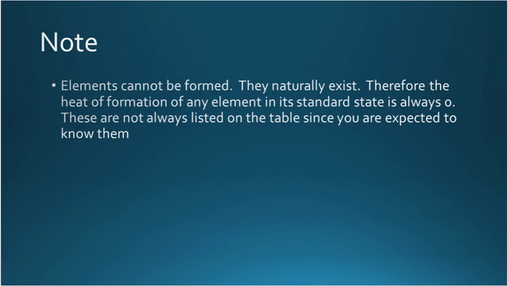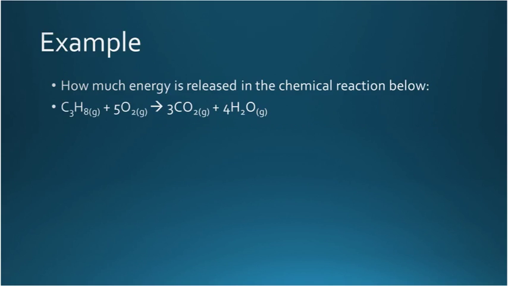So one quick note, elements cannot be formed, they naturally exist. Therefore, the heat of formation for any element in its standard state is always 0. These are not always listed on a table since you're expected to know that. All right, here's an example of a reaction where we have an element in its standard form. That oxygen there, we're not going to have to worry about. We just need to worry about the other 3 compounds.